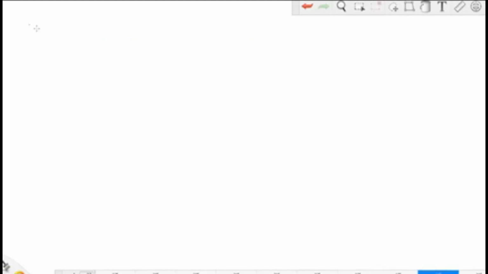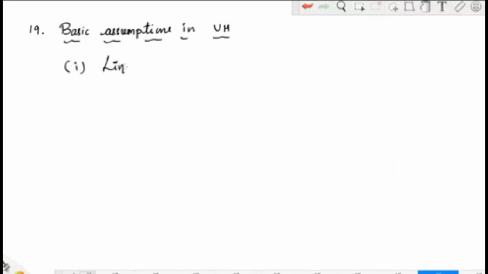19th point, theoretical point. So basic assumptions in unit hydrograph. So remember 2 points here. So first one is linear response. Second one is time invariance.